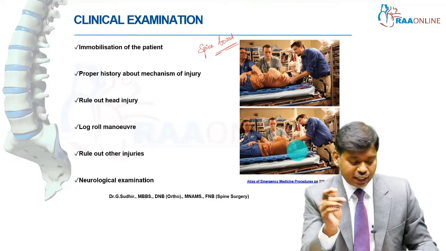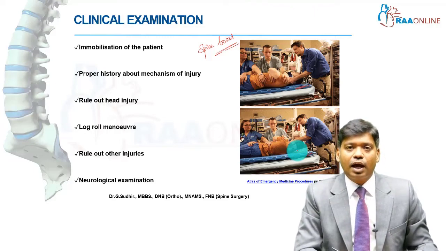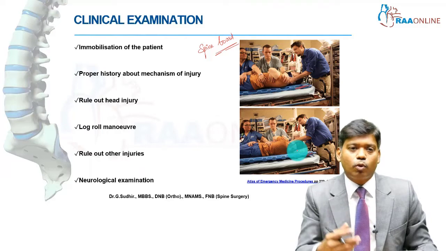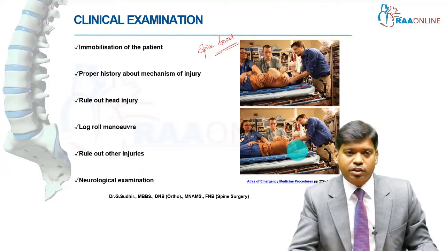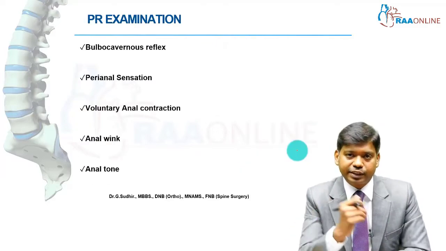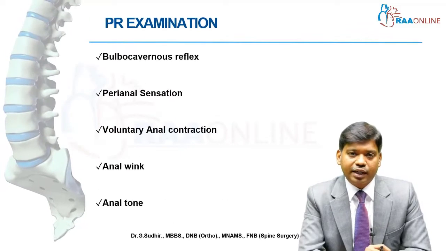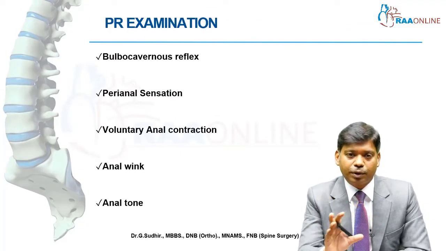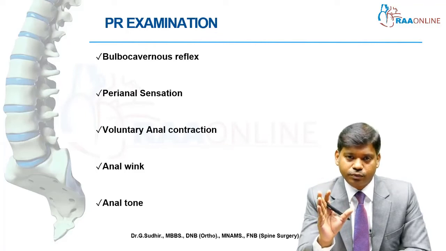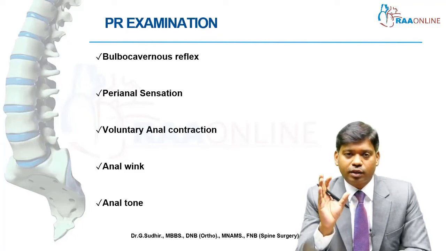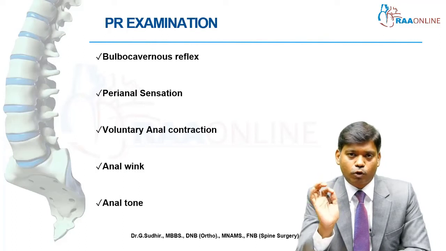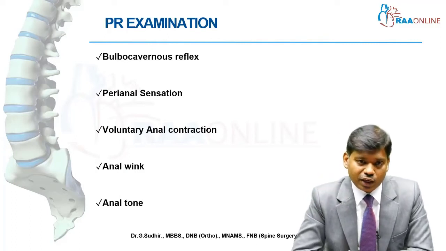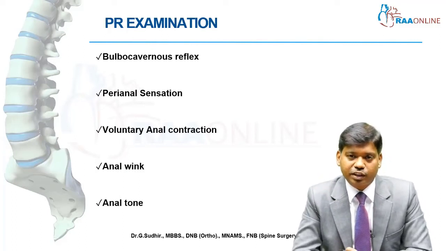So neurological examination is mandatory, and we have discussed in detail the muscles, sensory dermatomes and myotomes in the examination section. Per rectal examination is very vital and mandatory in all patients with thoracolumbar fractures. So what will you look at in the PR examination? The first and foremost thing is the bulbocavernosus reflex. I'll be discussing its significance in the next slide.